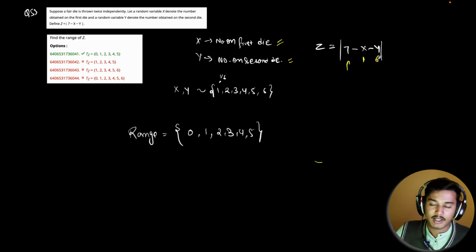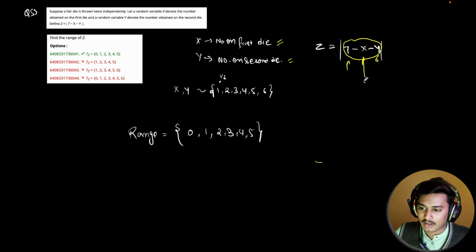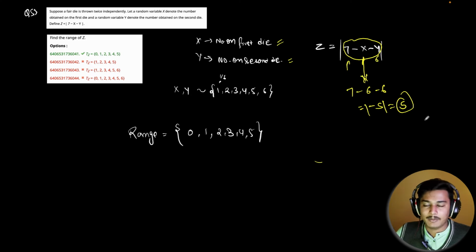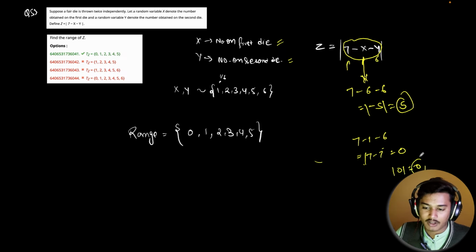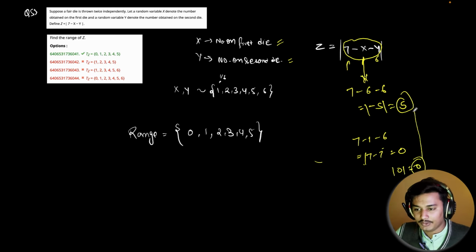So it will be 7 minus 7. If we talk about the maximum, we can get 6 and 6, so 7 minus 36 is minus 29... it will be minus 5, and when we do mod, it will be 5. So the greatest it can go is 5. And the minimum: 1 and 6, 7 minus 1 minus 6, so it will be 7 minus 7, that is 0, and mod of 0 is nothing but 0. So the minimum we can get is 0, and the maximum we can get is 5.